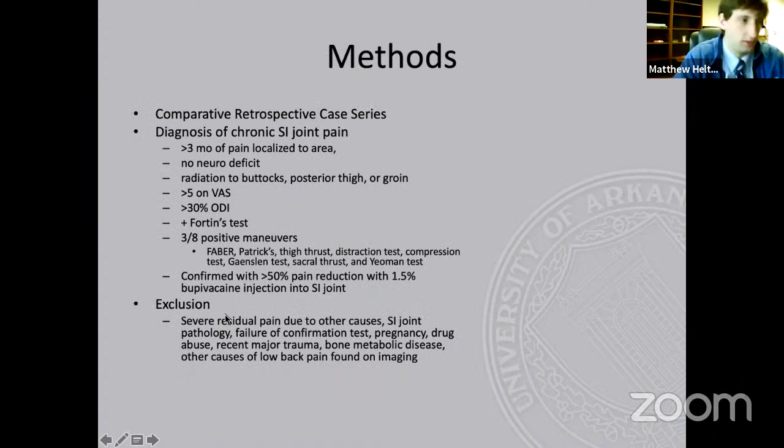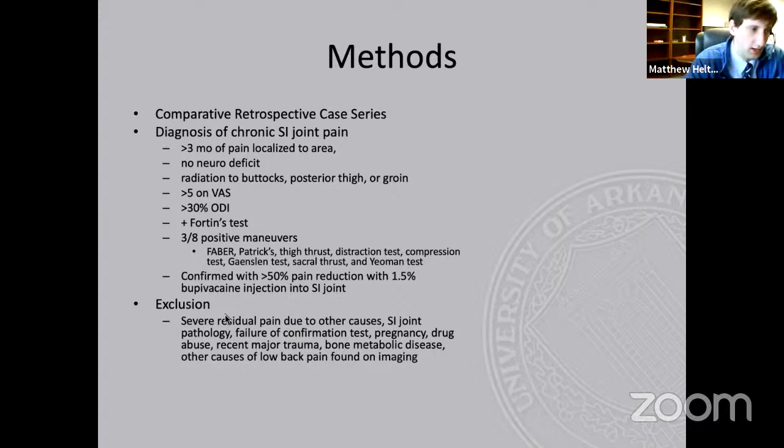So the method of the study is a retrospective series. They had a strict diagnosis for chronic SI joint pain: greater than 3 months of pain localized to the area without neurologic deficit, greater than 5 on the visual analog scale, greater than 30% on the Oswestry Disability Index, a positive Fortin's test, which is basically pain to palpation of the SI joint, and then 3 out of 8 positive maneuvers that incite pain in the SI joint.